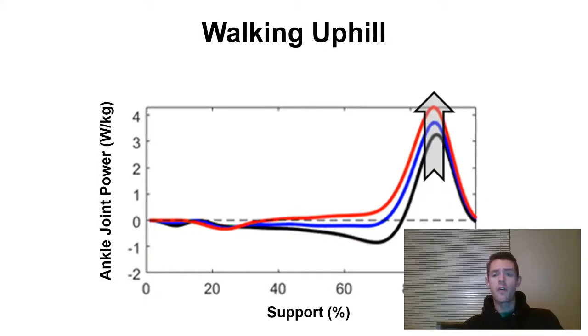Peak ankle joint power and ankle joint mechanical positive work also increase as you walk uphill. Here the black line is 0 degrees or level ground, the blue line is +5 degrees, and the red line is +10 degrees. Again, you can see these peaks go up and they also come out wider. So the area under the positive portions of these curves is going to increase, meaning more mechanical work being done by those ankle joint plantar flexors.